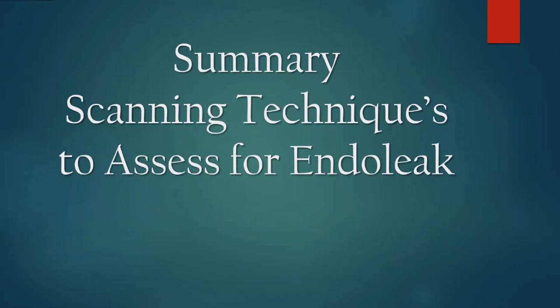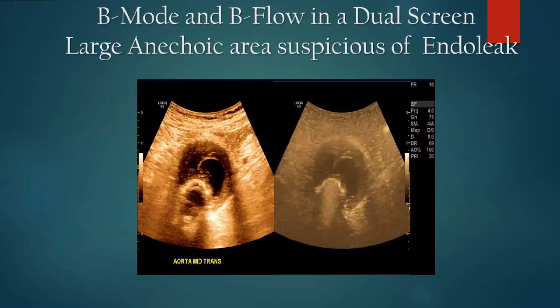So in summary, the scanning techniques for assessing for endoleaks. If you have these special features on your machine, you should use them. Some things to be suspicious of: if you're seeing a residual aneurysm sac that is not completely thrombosed off and there's anechoic areas, you should be very suspicious of endoleak. And here with the B-flow picking up the red blood cells, this anechoic area is not filling.